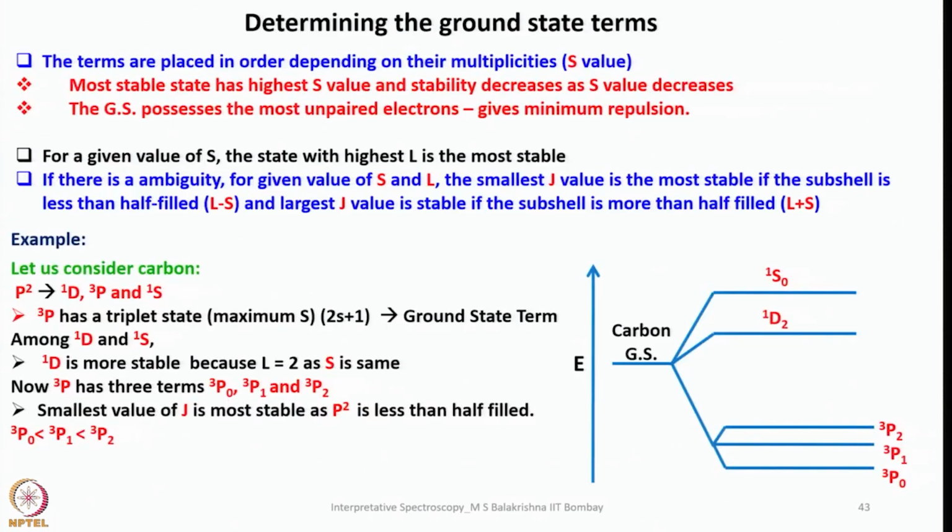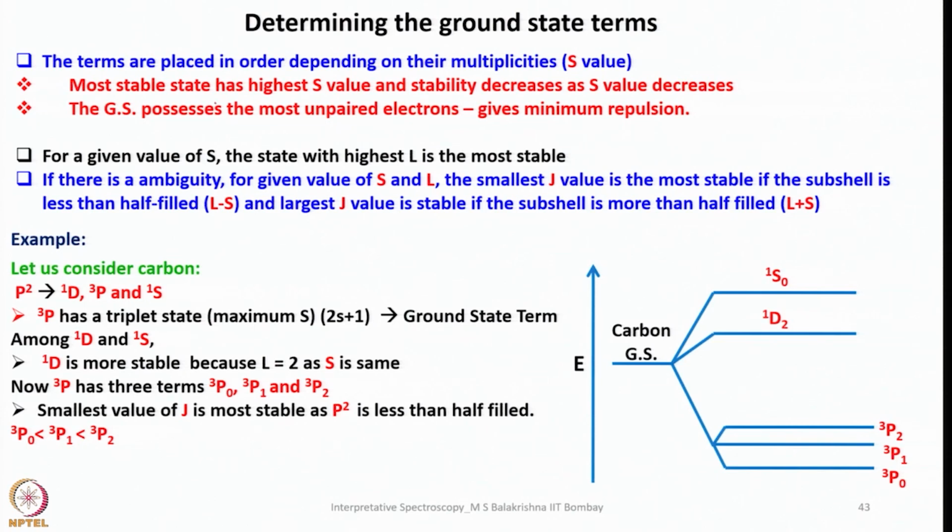Let us take a simple example, d1, later, so I can find out term symbols for several electronic configurations. Before that, let's look into how to determine the ground state term. There are certain rules we should follow while determining the ground state term. The terms are placed in order depending on their multiplicity values. That means the 2S plus 1 value is given the most importance while determining the ground state terms. The highest value of 2S plus 1 will be the least energetic one, that means our most stable one.